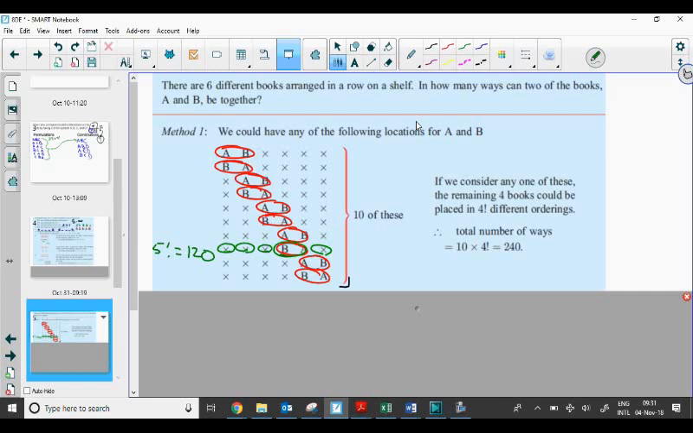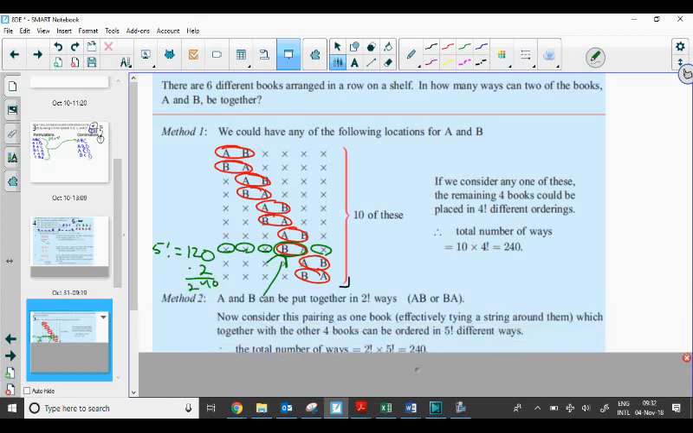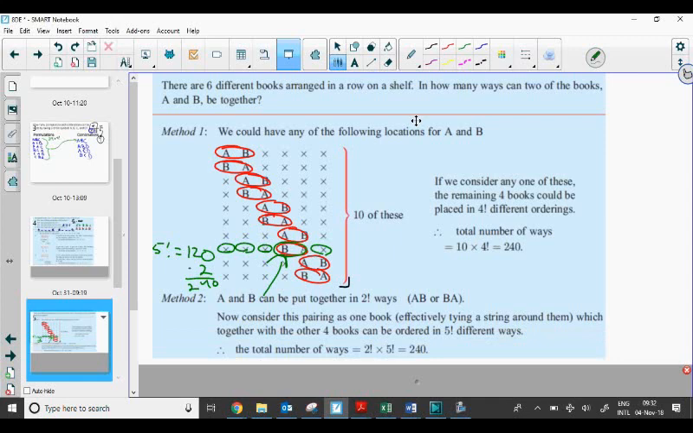But then I know that I have that block of 2 with the A and the B, so I'll say, how many different orderings can those 2 have in their own little pairing? And they can be arranged 2 different ways. So I'll multiply 120 by 2, and I'll still get 240. And that's exactly what method 2 is. They talk about tying a string around the books to keep them together, but that's the way that I like to think of it. But if you want to list out everything as they did in method 1, you can, but you certainly don't need to draw this huge grid.